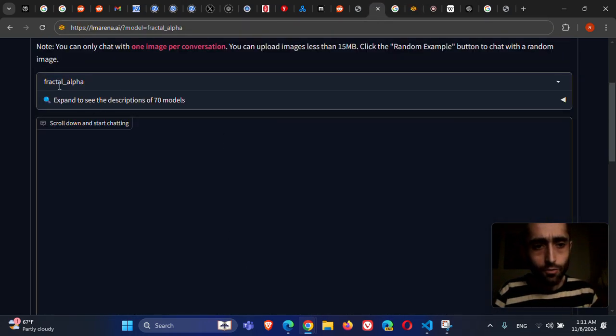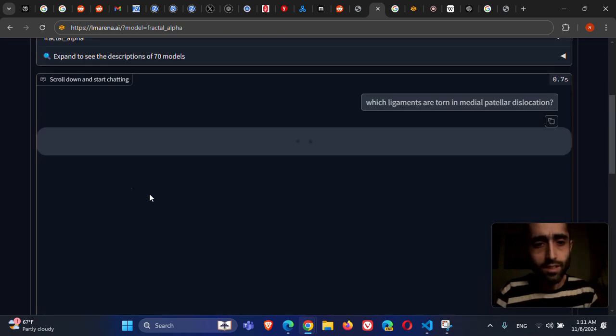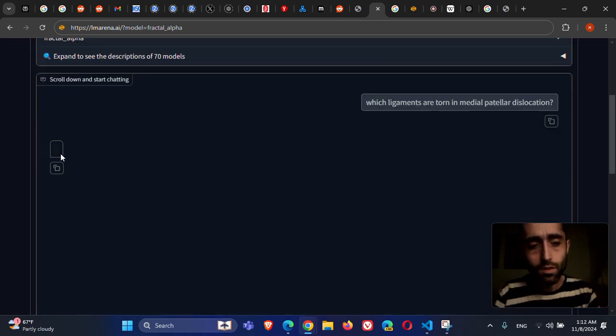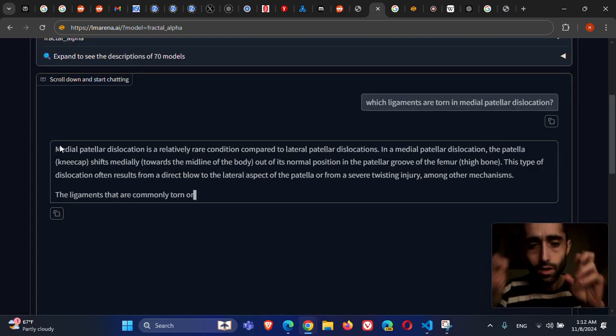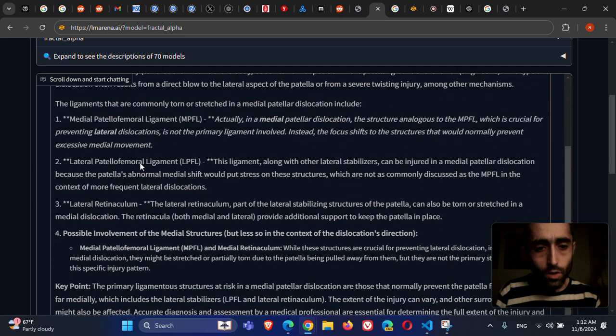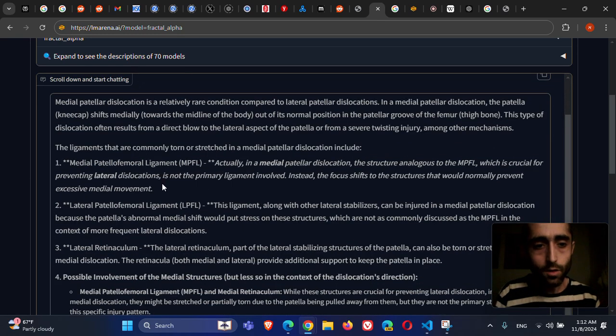Now let's test this new Fractal Alpha model. It seems like it's thinking, but I'm not sure it's really thinking, because Gemini in Chat Arena also does this thinking idea. But you can see its answer is quite good. It starts by telling me that it's relatively rare compared to lateral patellar dislocation, which is totally true. It started by telling me about MPFL, but it says that in medial patellar dislocation, the analogous structure, which is crucial for preventing lateral dislocation, is not the primary ligament.